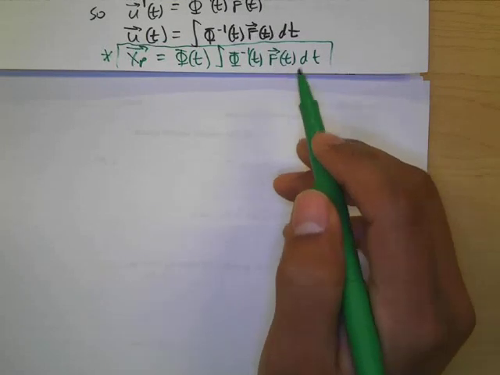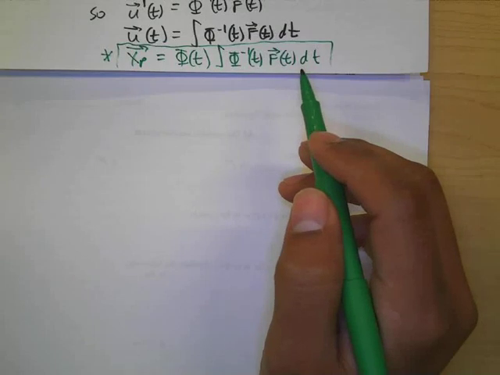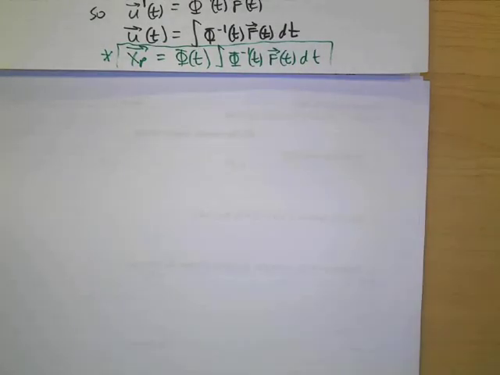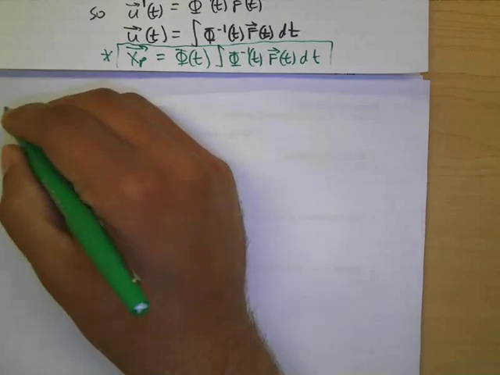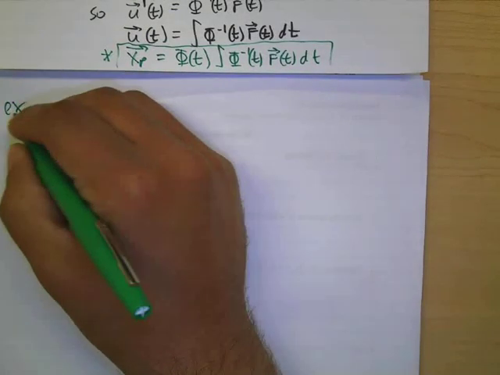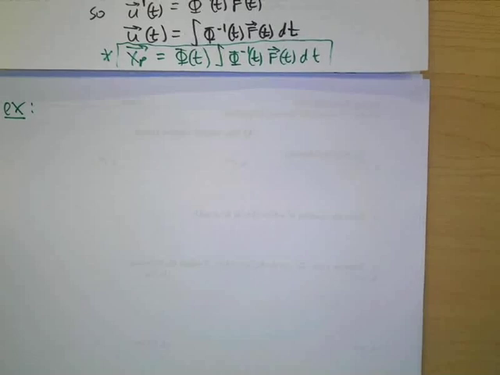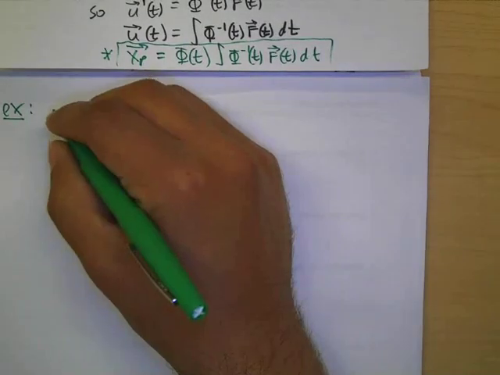And all of those symbols represent a matrix. Yes, these are all matrices. To take the integral of a matrix, you just integrate each entry. So here's the example.